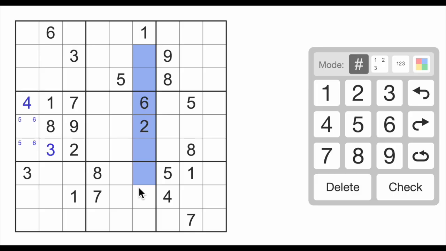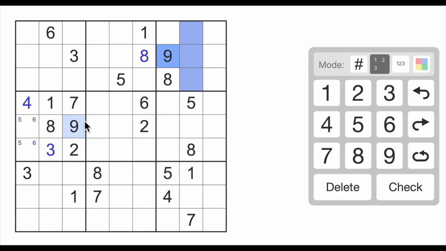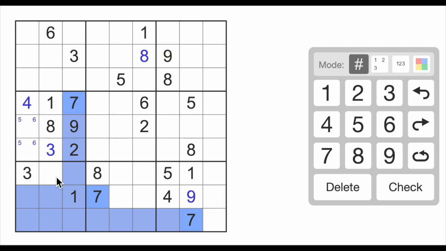I can place 8 on column 6, because this 8 blocks these, this 8 blocks here, this 8 blocks here, gives me 8 here. And I can place 9 on column 8 because this 9 blocks here, this 9 blocks here. So 9 will come here. I can place 7 in box 7. The 7's block like this, gives me 7 here.